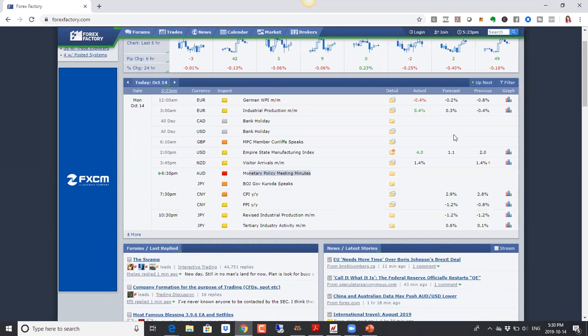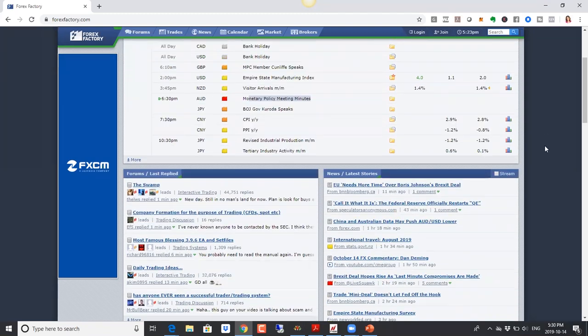Other than that, a couple other things to keep in mind here. One big thing actually would be the Brexit. So we have the Brexit deadline coming up soon in a couple of weeks. As a result of that, any comments in regards to a Brexit deal are going to have an impact on the markets. So just a little while ago here, we saw that Brexit deal hopes rise as last minute compromises are made.